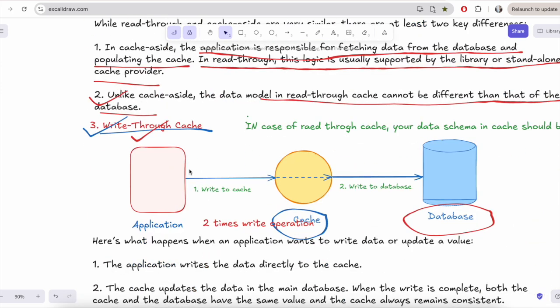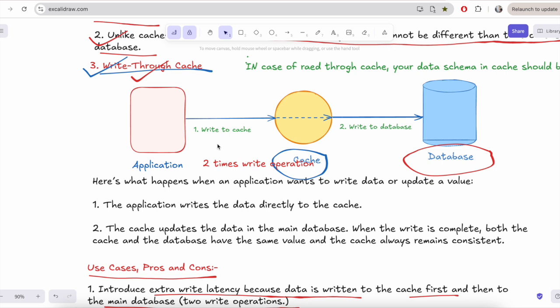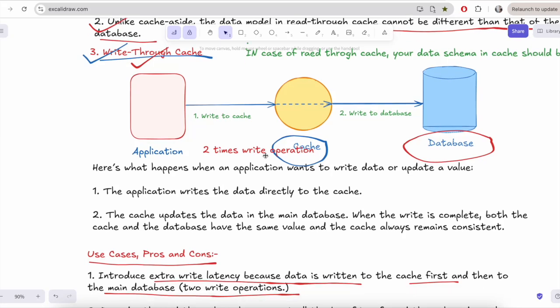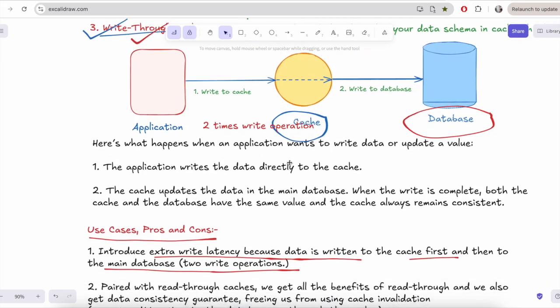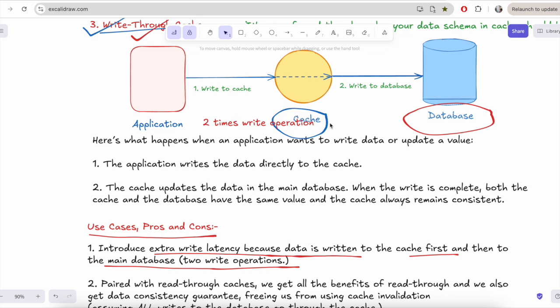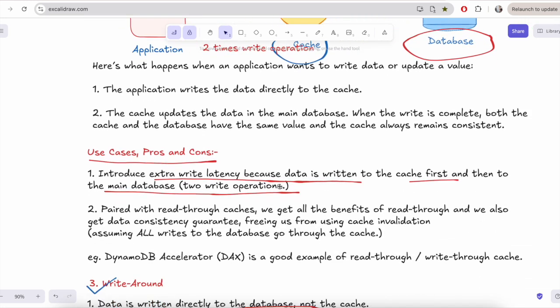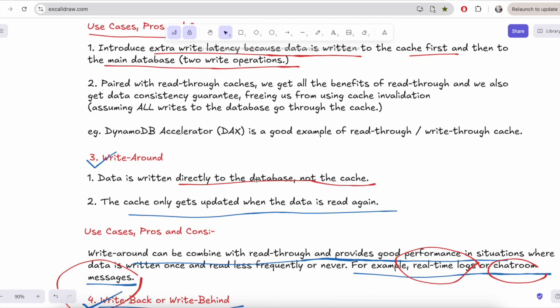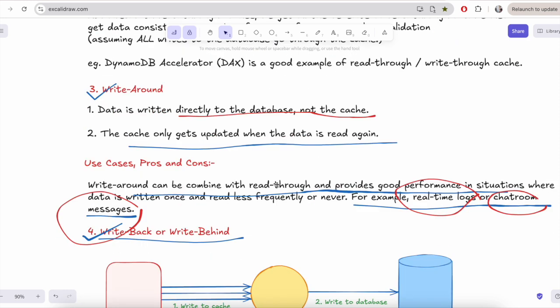Then we talked about write through cache. Here the application writes the data directly to the cache, and the cache updates the main database. So in this case you are doing the writes two times. First it gets written to the cache, and then the cache writes to the DB. Two write operations happen. And then we talked about write around. Here, data is directly written to the database, not the cache, and the cache only gets the updated data when the data is read again.